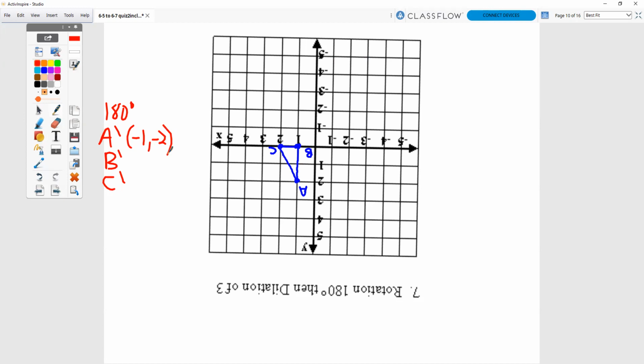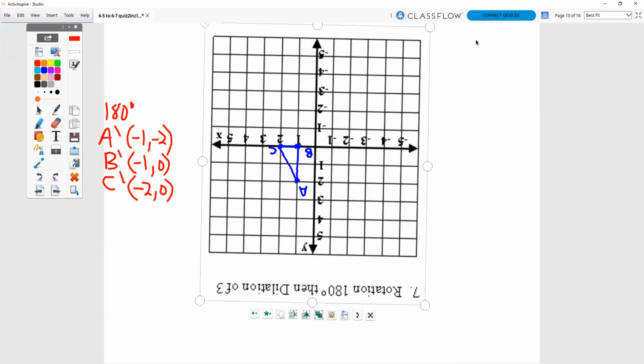B looks like it's at 1, 0. It's not 1, 0. Over to the left is negative, so it's -1, 0. C looks like it's at 2, 0. It's not at 2, 0. Over to the left is negative, so it's -2, 0. I'm now going to take and turn my paper back to normal.